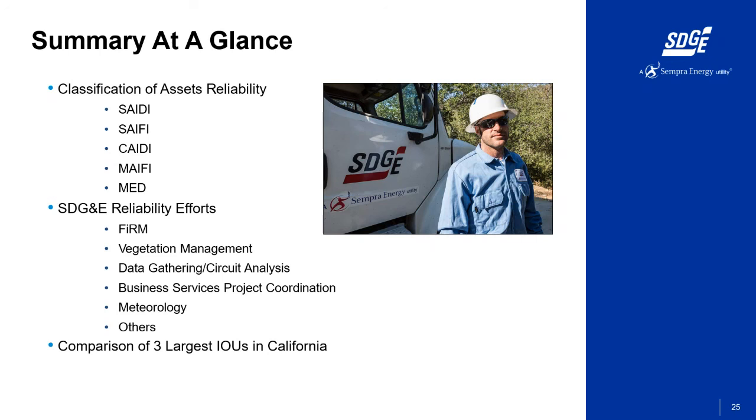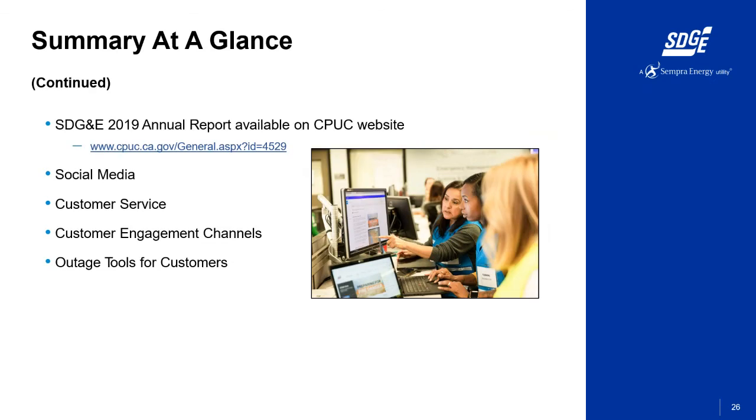We'd like to continue here with the fact that you can pull up the 2019 annual report that's available to you on the CPUC website, and there's a link available right there, and somebody can post the link in the chat box. That might be helpful for our customers. And again, you can also reach out to us on social media, various customer service channels, engagement channels, and we talked a little bit about the outage tools for customers.